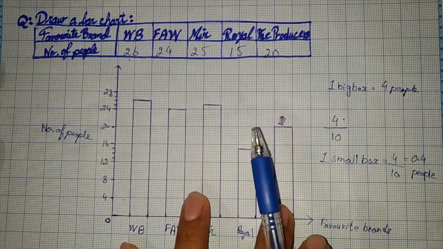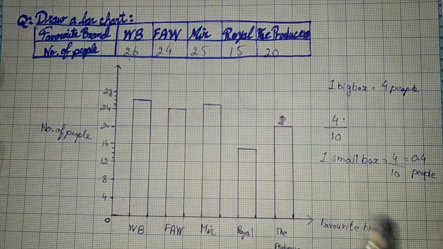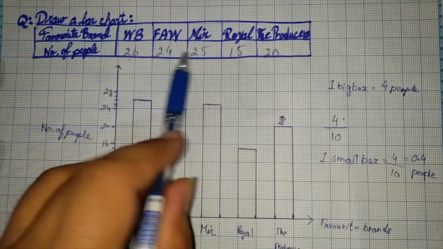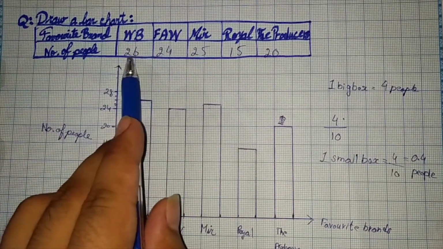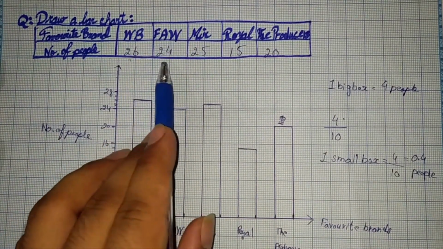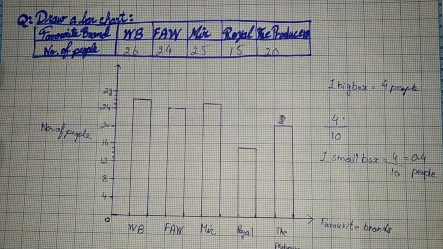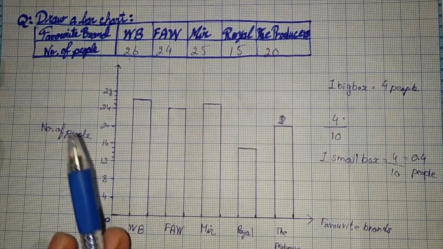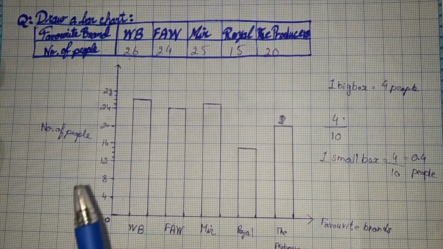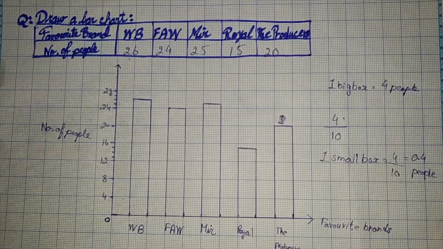You can see that it is actually a chart of ungrouped data. Here we have ungrouped numbers. 26 is a distinct number, 24 is a distinct number, 25, 15 and 20 are distinct numbers. So here we have a chart for ungrouped data. This is an example of ungrouped data.